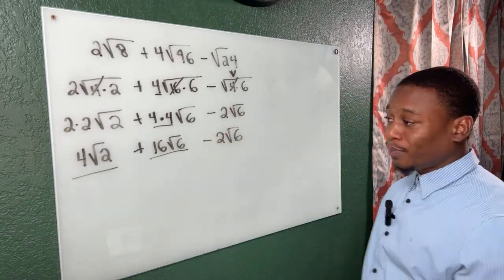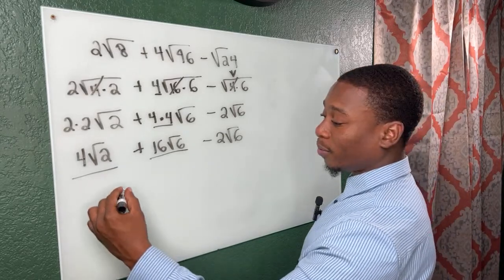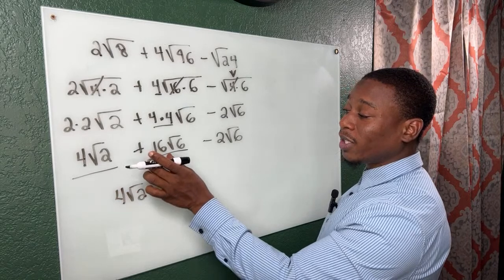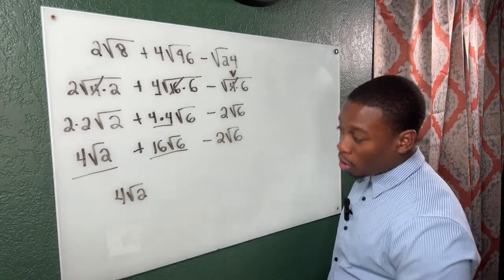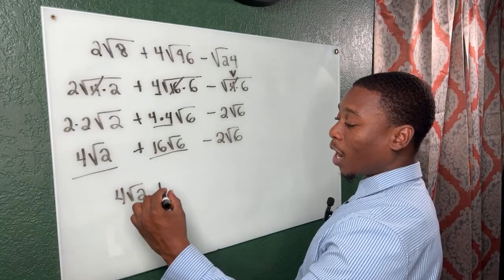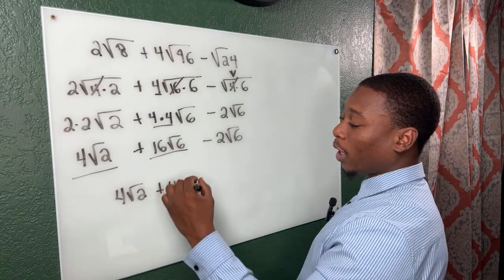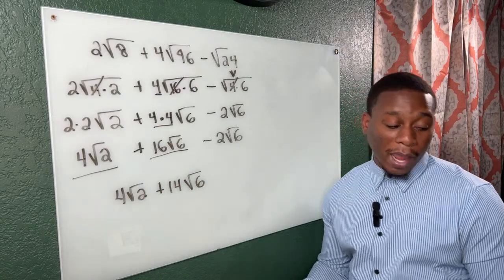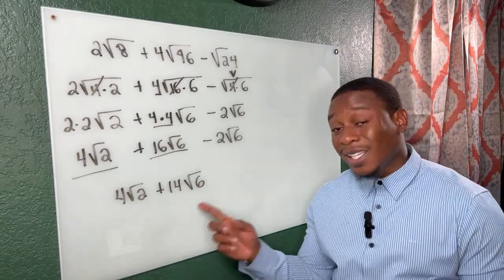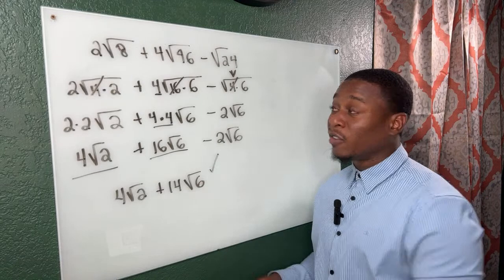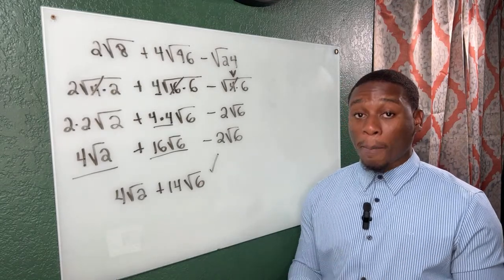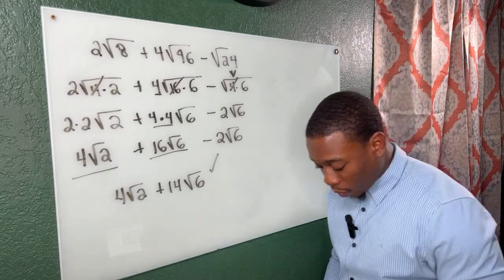Now at this step, this stays the same. So our final answer will be 4 radical 2. And then we're going to do 16 minus 2, which gives us positive 14. And we can't forget our radical 6. So typically when we're adding and subtracting radicals, this is what you're going to see. They're going to give you 2 to 3 radicals to add, and not all of them you're going to be able to combine, okay? All right.